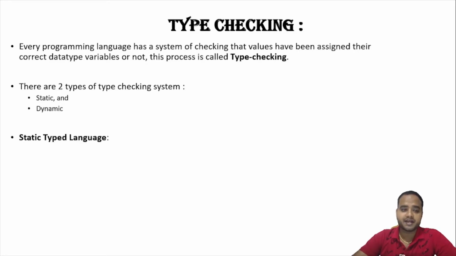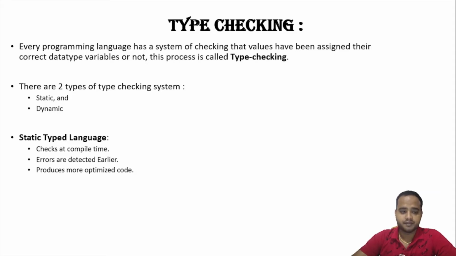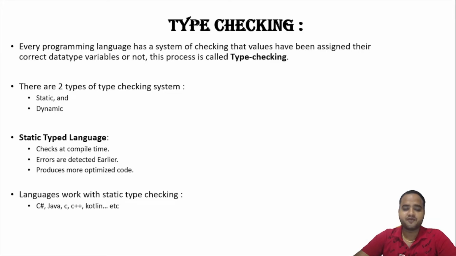So what are the static type languages? The static type languages are the languages where the type errors get evaluated at compilation time only. So it checks at compilation time, errors are detected earlier, and it produces more optimized code. The languages that work with static type checking are C Sharp, Java, C++, C, Kotlin, Scala, etc.